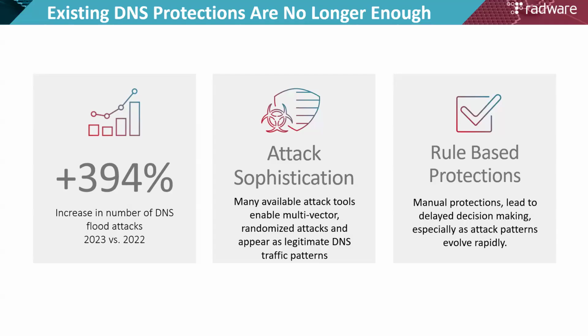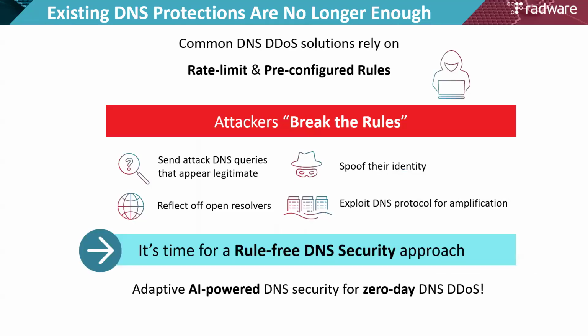And even with the advent of AI and machine learning, they can make use of different tools which are readily available, and they will be able to launch attacks from minimal resources. So the attack sophistication has increased. The rule-based protections are no longer enough. We need an AI approach to tackle all of this, and that's where Defense Pro DNS protection comes in.